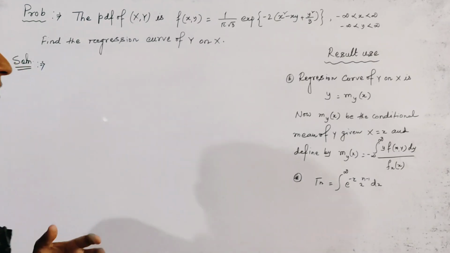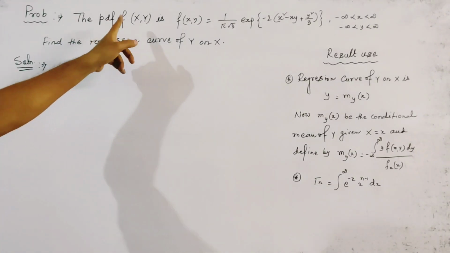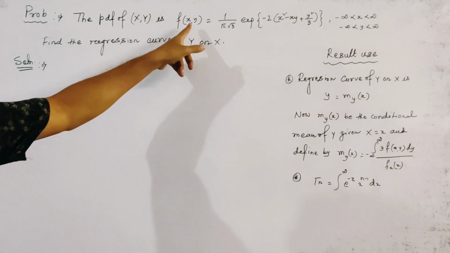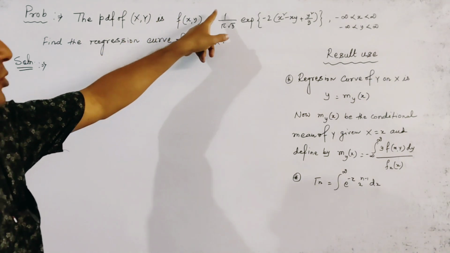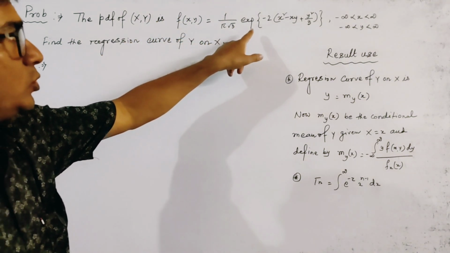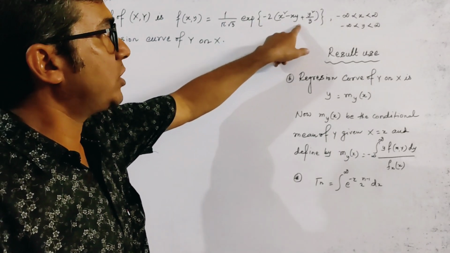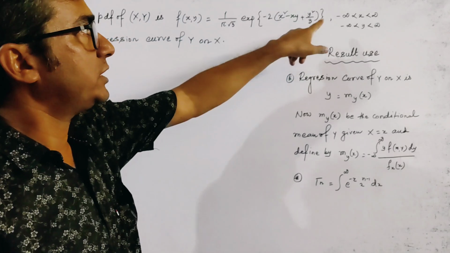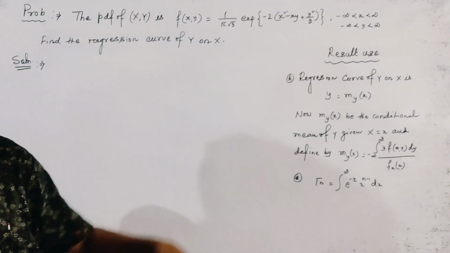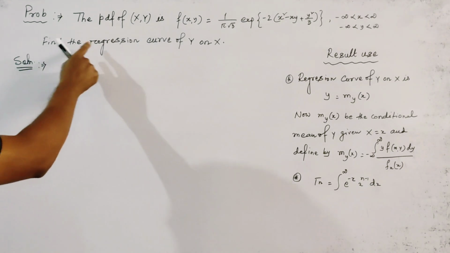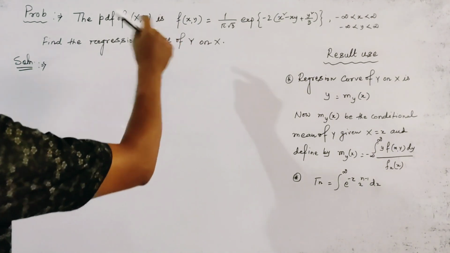Here the PDF of the two-dimensional random variable (X, Y) is given by f(x,y) = 1 by pi root 3 into exponential of minus 2 into (x square minus xy plus y square) by 3, where the ranges are minus infinity to infinity for both variables. And we have to find the regression curve of y on x.